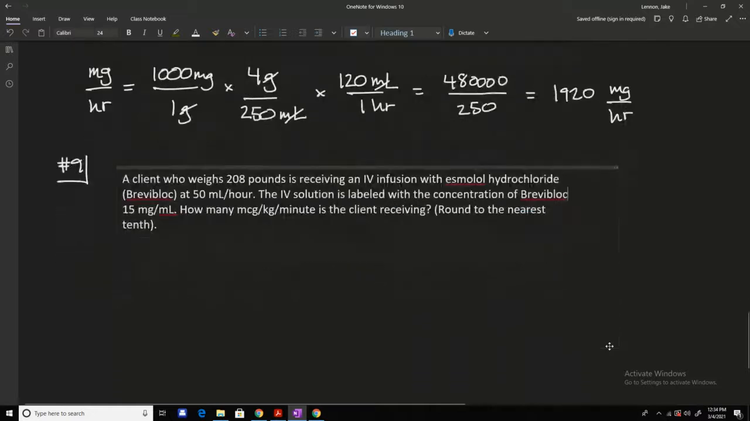I'll just write down what we're trying to finish with. We're trying to finish with this micrograms per kilogram per minute. And whenever you have a double ratio like this, I always want you to write it with the first one on top and the other two on bottom. So think of micrograms on top and kilograms per minute on the bottom. So go ahead and give that one a try.